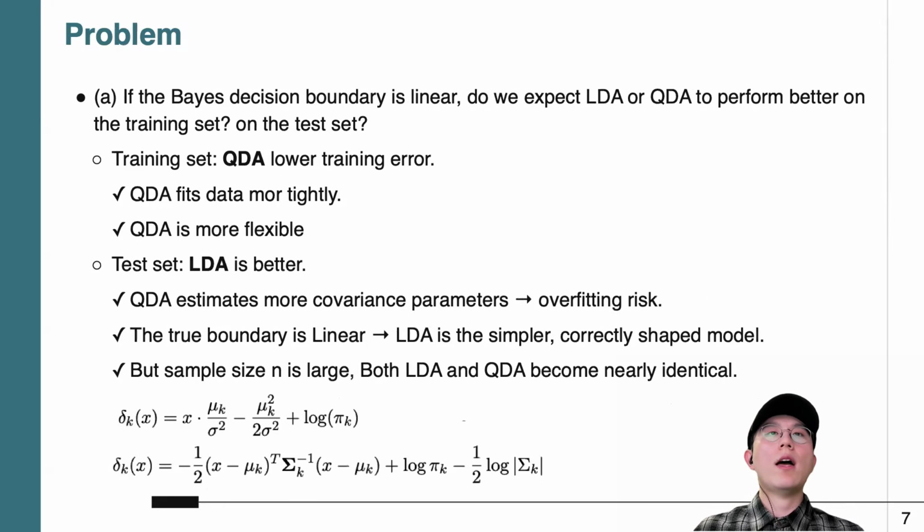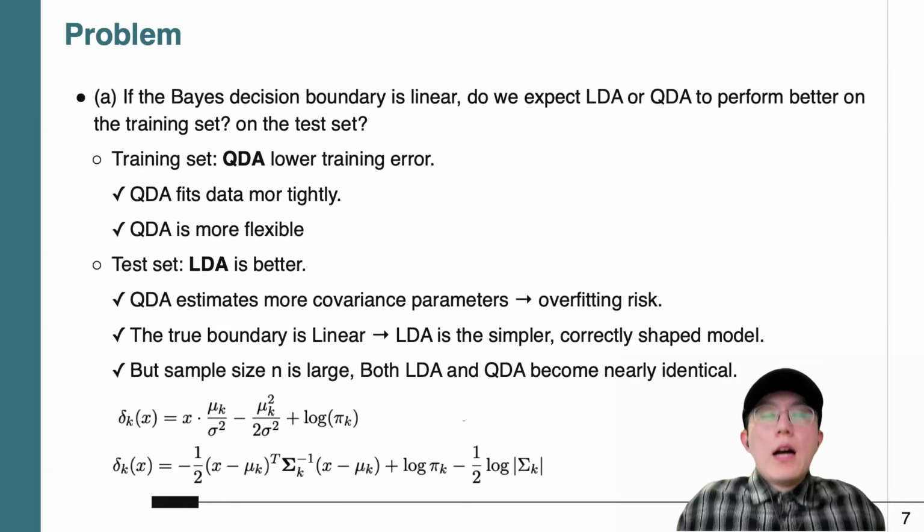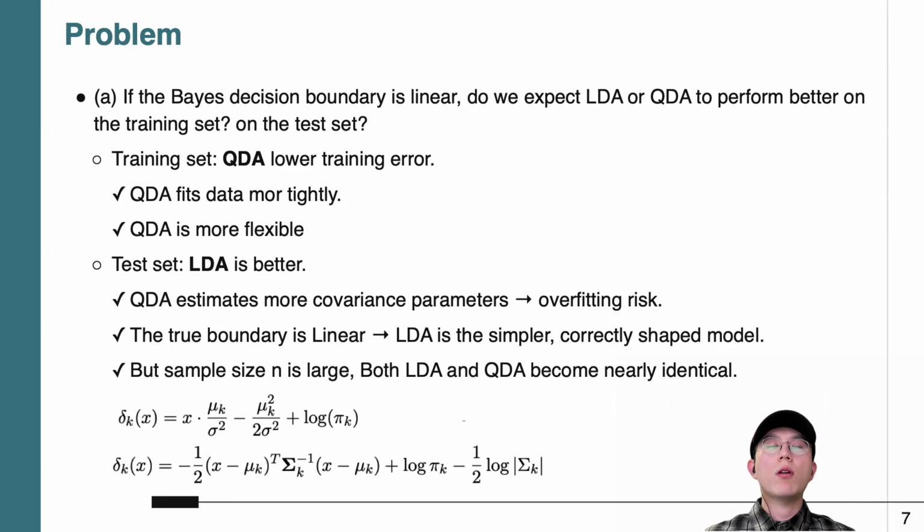The next slide is I'll solve the problems. Problem A: if the Bayesian decision boundary is linear, who wins? QDA wins or LDA wins?